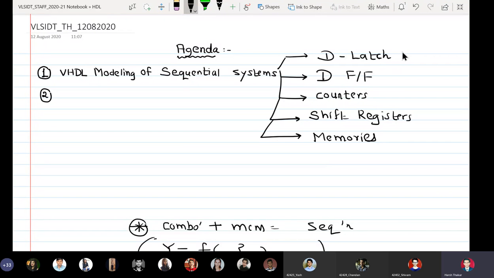So we will start with the VHDL modeling of the D latch. Then we will convert that D latch into a D flip flop, and then we will go on to model counters, shift registers, and memories. Shift register and memory are part of the SPPU assignments, but the D latch, D flip flop, and counters are not, but we can always practice them.